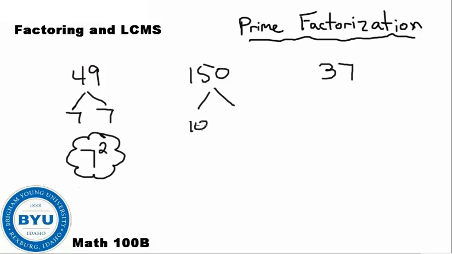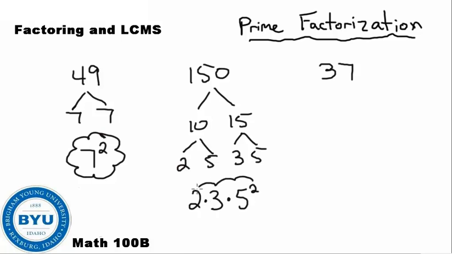150 breaks up into 10 and 15. Again, you could have done that differently. You could have said 2 and 75. You would get the same answer. 2 and 5, 3 and 5. And so we get 2 times 3 times 5 squared. That's the prime factorization of 150.